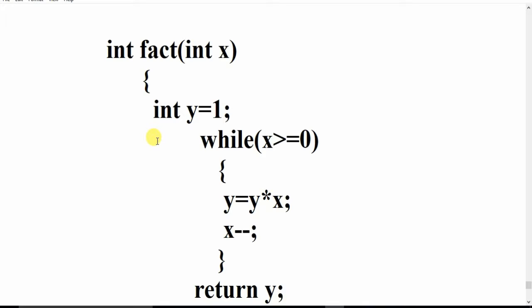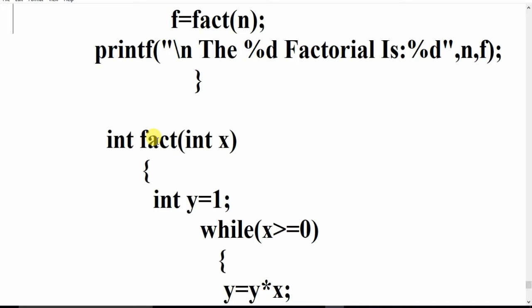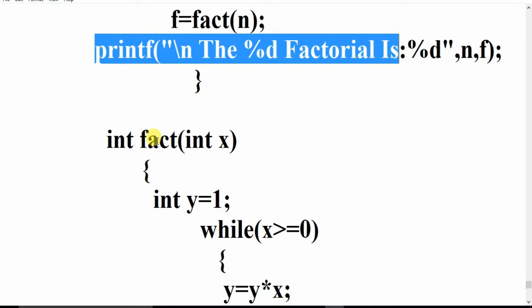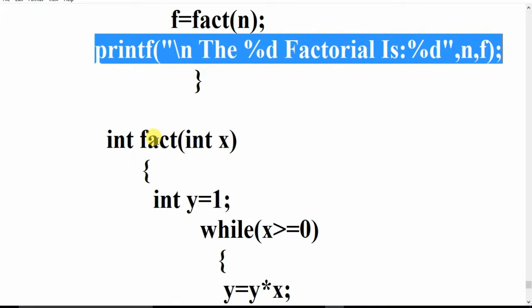This value 120 is returned to the caller, and the caller stores it in the variable f. The f value is now 120, which is the factorial value of n. Then we print it. What is the output? printf of percentage d factorial is percentage d, n comma f. The n value is 5, and the f value is 120, so the output is: 5 factorial is 120. This is the output of this function.